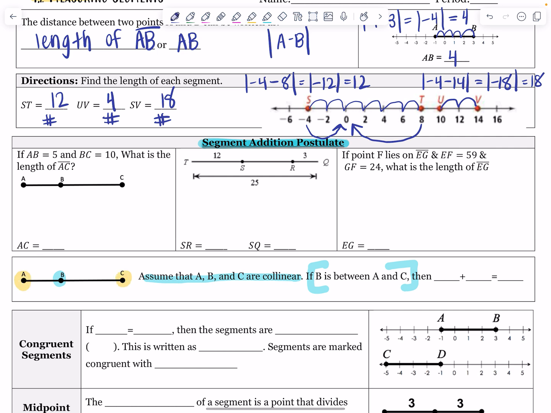The segment addition postulate says that the length of AB plus the length of BC, those two little pieces, this piece plus this piece, is going to add up to the whole thing, which is AC. So the two smaller parts make the whole. Let's look at some examples of that. If A to B is 5, let's fill it in on the diagram, and B to C is 10, then what is the length of this whole thing? If this piece is 5 and this piece is 10, we know that that whole thing, A to C, I just add those parts together.